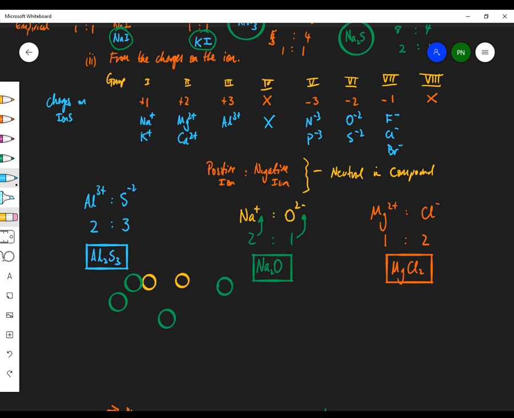One last one. What should I pick? Calcium oxide. If I have 1 of these, it's going to match up with 1 of these, so it's going to be 1 to 1 here. I need 1 calcium ion for every 1 oxide ion. So the formula for calcium oxide is CaO. And that is how we find out ionic formulas using the charges, and how we find out ionic formulas given models or diagrams. Okay, thanks.